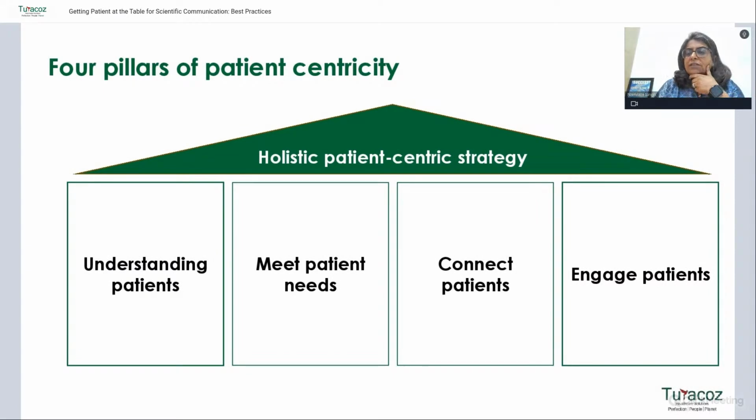Now, the four pillars of patient centricity. When we talk about a holistic patient-centric strategy, we have to understand the patient. The patient may be different depending on which country, which culture, which ethnicity they are from, maybe a small town or a metropolitan city, their educational background, or maybe they have certain doctors or healthcare professionals as relatives, or family members who can talk on their behalf. So we have to understand the patient, and we have to listen to them.